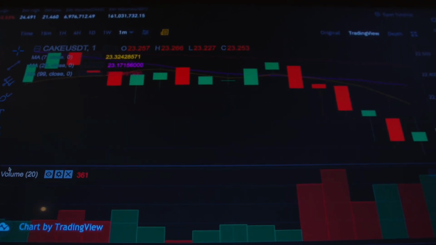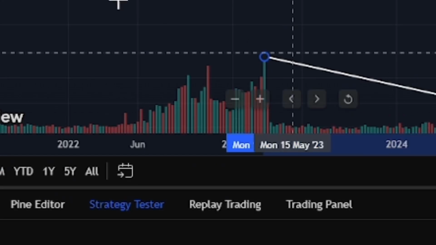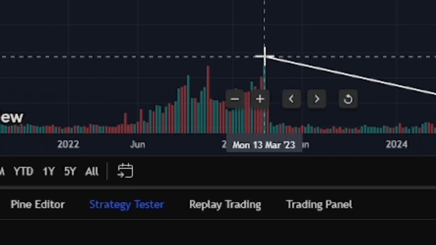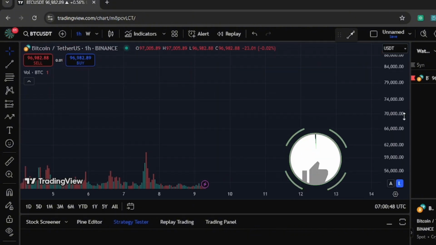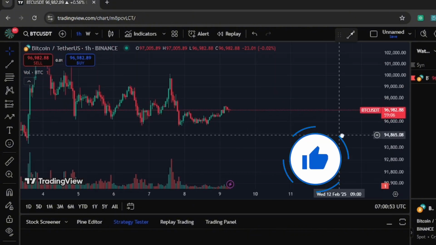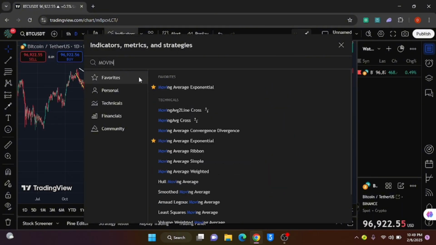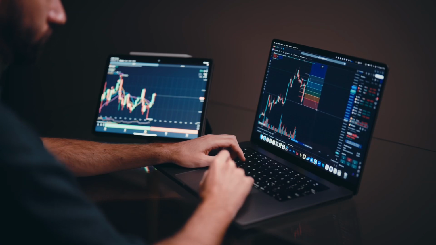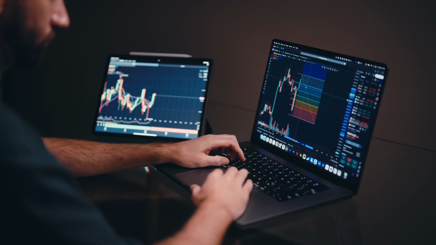Trends come with momentum. A strong upward trend will have an increase in volume, while a weak trend might show declining volume. Tools like moving averages can help you confirm these trends and their direction.